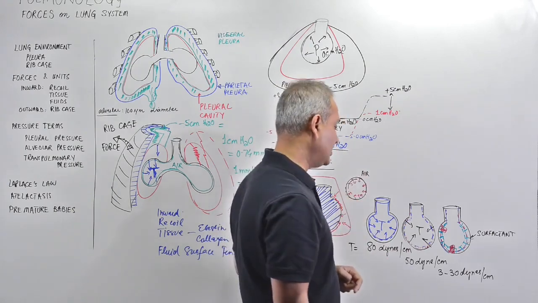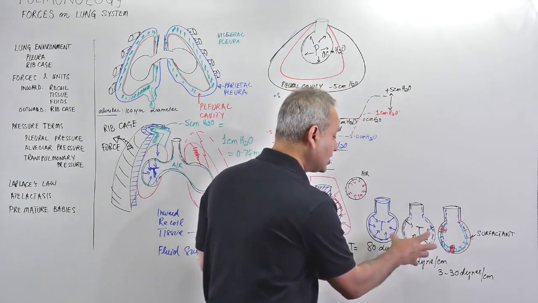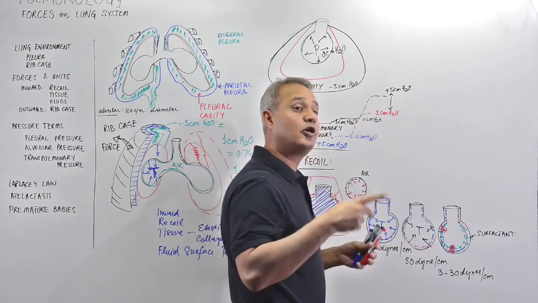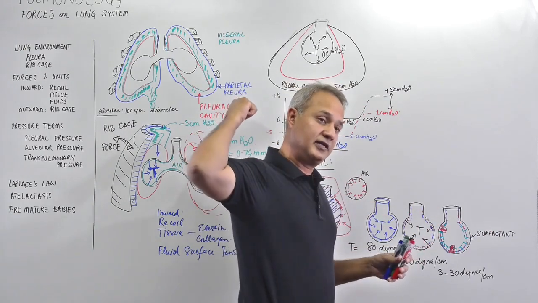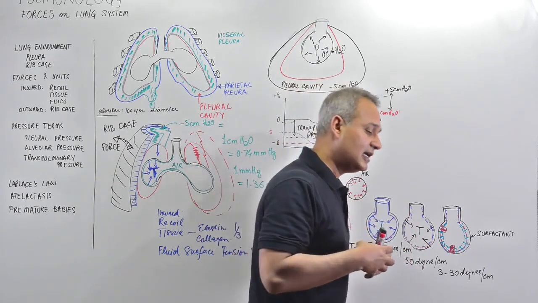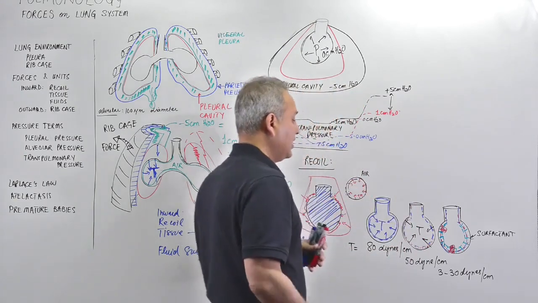Of course, this means that somehow we have to oppose this. We don't want this tension to collapse these alveoli. We have to oppose this. What are the opposing forces? We looked at it. It is the expansile forces of the chest cavity that are keeping it open.